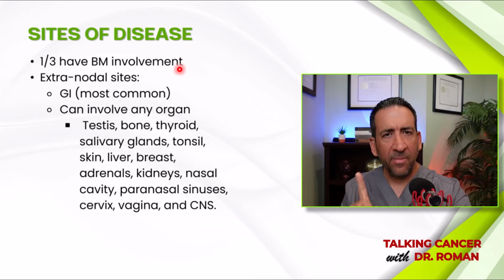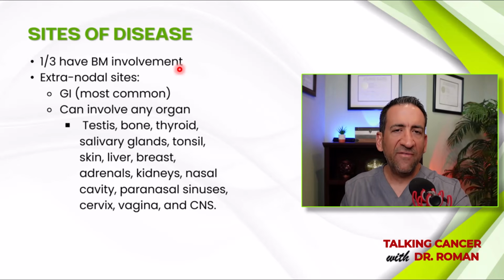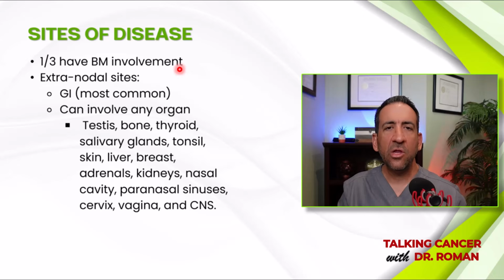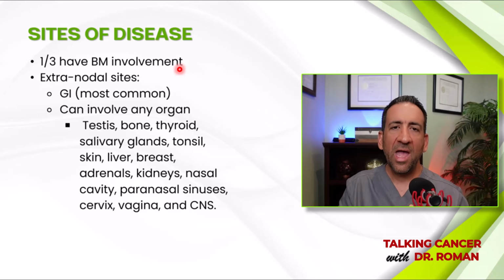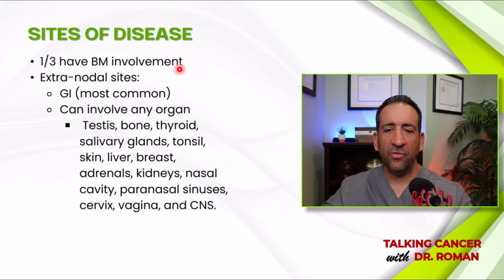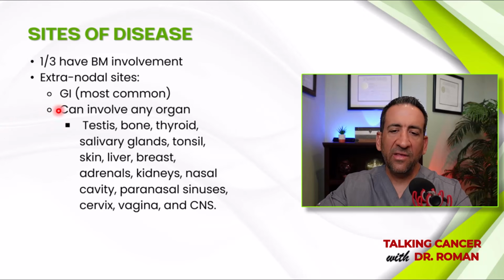Want you to remember that because I'm going to be referring to this a few times. So if you have extranodal disease, it means that your lymphoma is somewhere else other than your lymph nodes. Now, the GI tract is by far the most common, for example, the stomach, sometimes the colon, but anywhere within your intestinal tract, you can develop lymphoma.